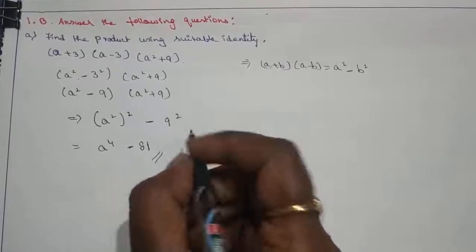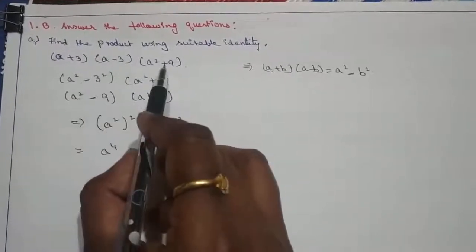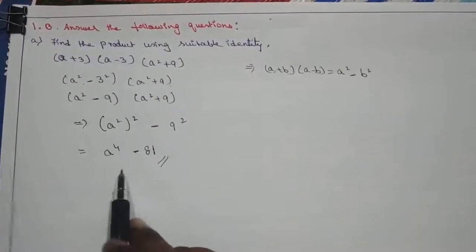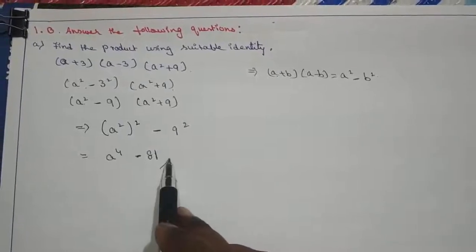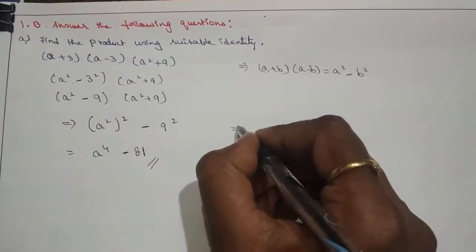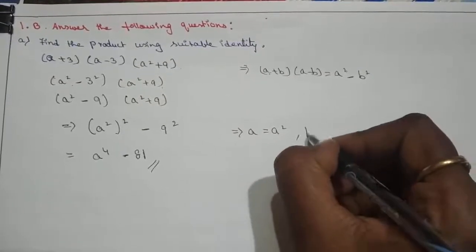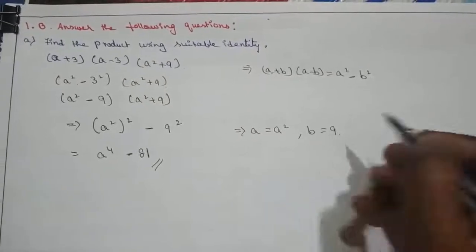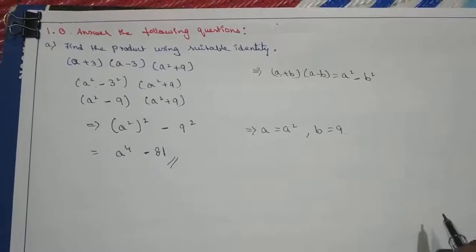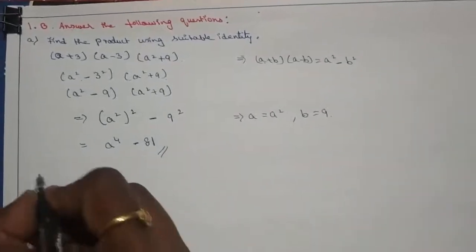Now check it. There were the factors and the factors were brought into the form of an expression. Keep in mind, children, here the value of a is nothing but a square and the value of b is nothing but 9. Clear? Now we'll go to the B question.